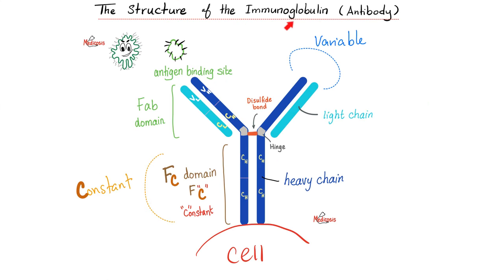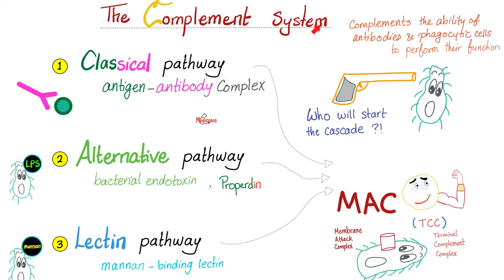Here is the structure of the antibody again. Constant, variable. The constant is the Fc. This is the fraction that is inhibited by the staph protein A, which arrests your antibodies. Do you remember the complement system? We had three pathways: classical, alternative, lectin. Which one was triggered by the antigen-antibody complex? The classical pathway. This is the one that can be activated in case of staph infection. That's why you run the risk of consuming your complement and developing hypocomplementemia.